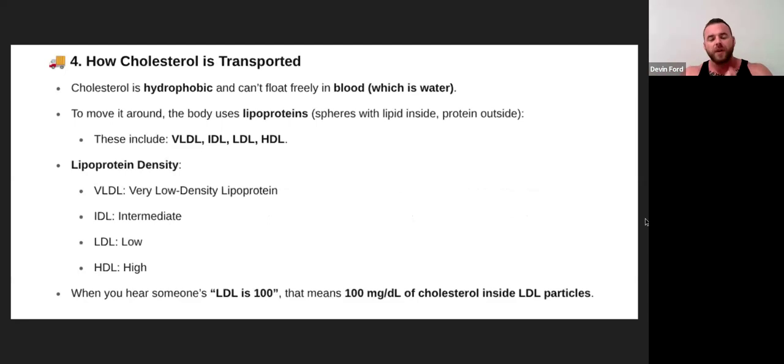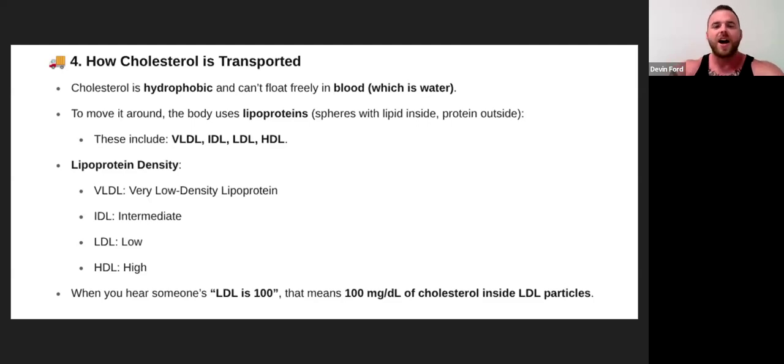So let's go back to cholesterol and how it's transported. We already said that it needs to be transported cell to cell. Cholesterol, again, is hydrophobic. If that sounds really weird and complicated, just think about phobias, and then hydro for water. They're afraid of water. It can't float freely in the blood, which is water. So to move around, it uses lipoproteins. They're basically spheres that it's rolling around in. Think of it like a car.